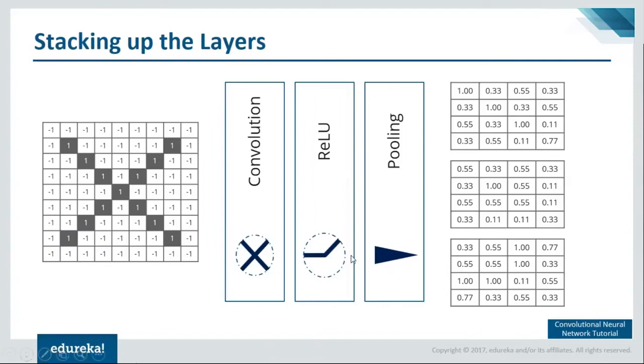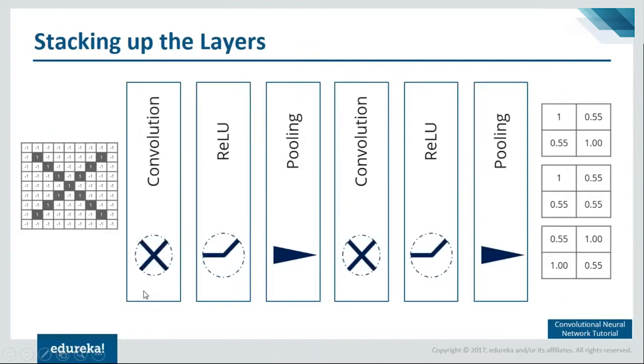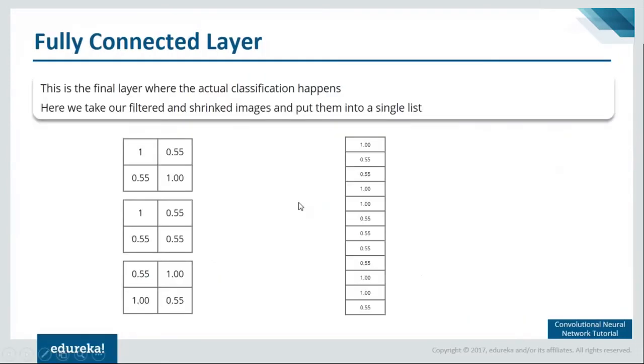So after passing through convolution, ReLU and pooling, we have got this 4 cross 4 matrix. This was our input image. Now when we add one more layer of convolution, ReLU and pooling, we have shrunk our image from 4 cross 4 to 2 cross 2, as you can notice here. Now we are going to use the fully connected layer. Now what happens in the fully connected layer? The actual classification happens here, guys, okay?